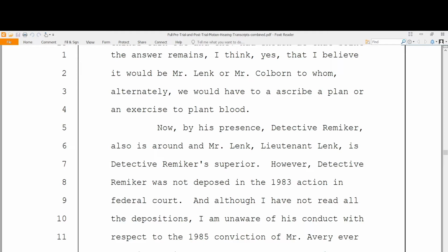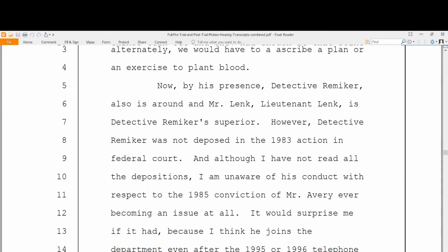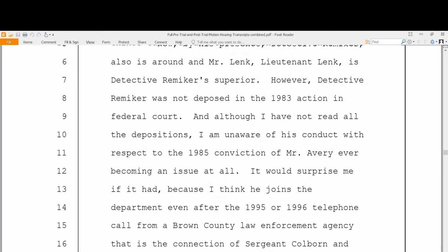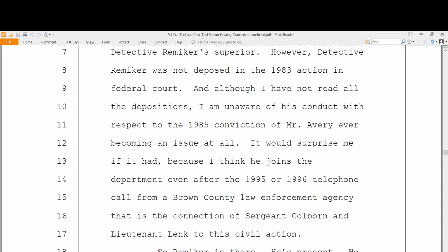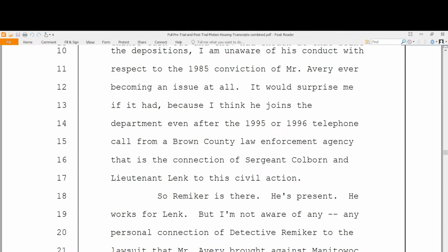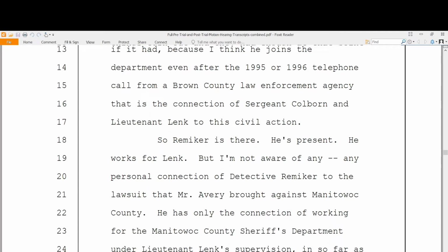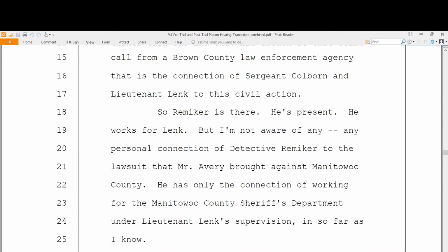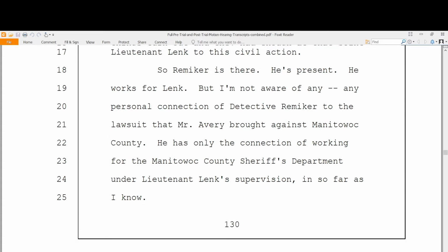Now, by his presence, Detective Remaker was also involved, and Lieutenant Lenk is Detective Remaker's superior. However, Detective Remaker was not deposed in the 1983 action in federal court. Although I have not read all the depositions, I am unaware of his conduct with respect to the 1985 conviction of Mr. Avery ever becoming an issue at all. It would surprise me if it had, because I think he joins the department even after the 1995 or 1996 telephone call from the Brown County law enforcement agency, that is, the connection to Sergeant Colborn, a lieutenant linked to the civil action. So Remaker is there, he's present. He works for Lenk, but I'm not aware of any personal connection of Detective Remaker to the lawsuit that Mr. Avery brought against Manitowoc County. He has only the connection of working for the Manitowoc County Sheriff's Department under Lieutenant Lenk's supervision, insofar as I know.